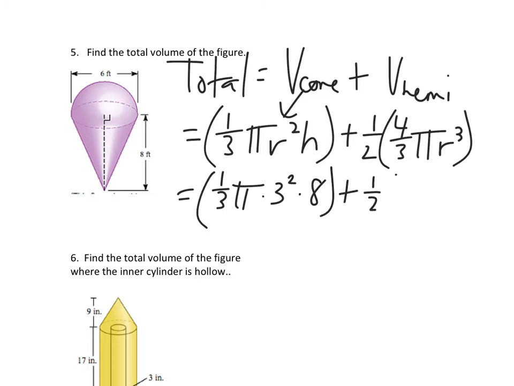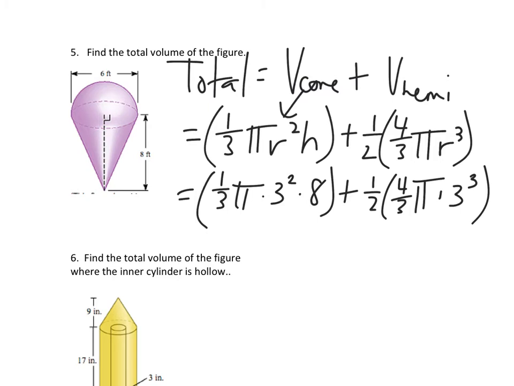Plus 1/2 parenthesis 4/3 pi. What's the radius of the hemisphere? Well, it's the same as the radius of the cone. So the diameter of it is 6. The radius is again going to be 3. All right, so there is my calculation.